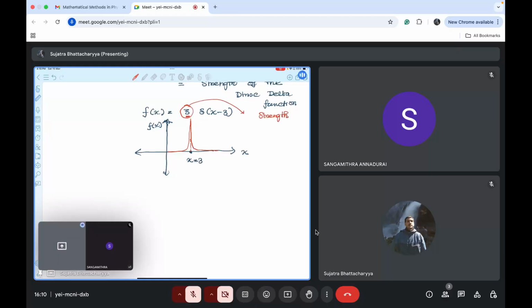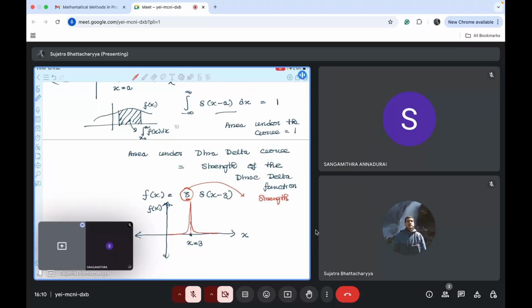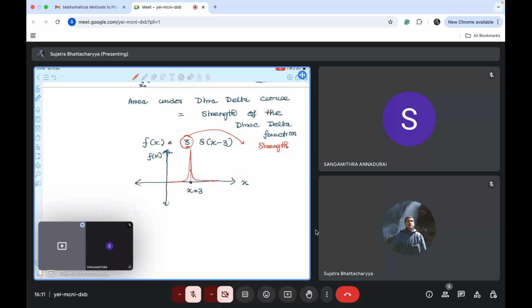Once I'm telling you that the strength of the Dirac delta should always be 1, again I'm telling you that no, it is not always 1. It can be 3 also. Simple thing: I have only integrated delta x minus a. If I have to integrate 3 times delta x minus a, it will be 3. So this is what you will get: 3 into delta x minus 3.